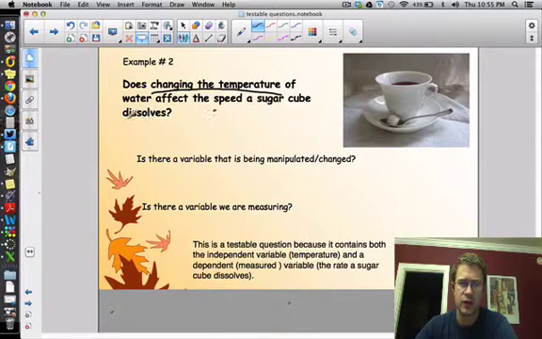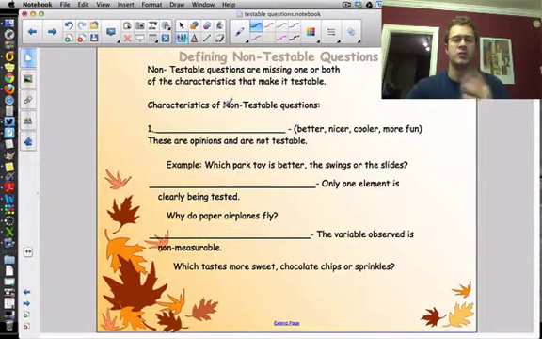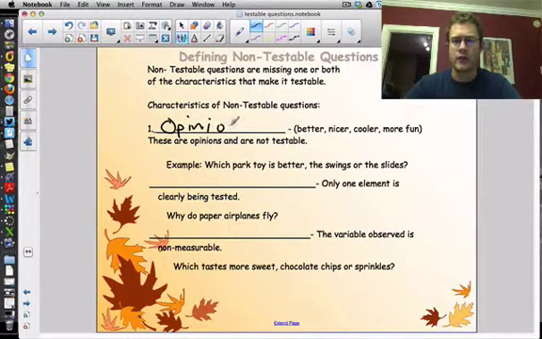We're going to talk about defining non-testable questions, and there are several red flags that we need to be looking at when we look at a question. First, questions that are matters of opinion, like using better, nicer, cooler, more fun and those things. Those are opinions. They're not testable. You can't measure opinions.